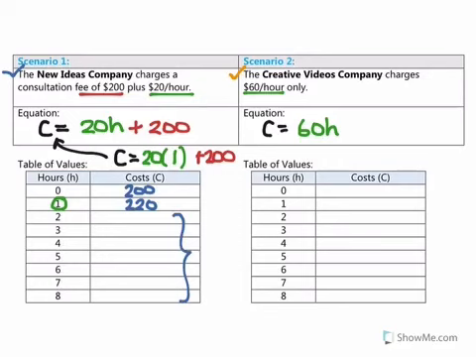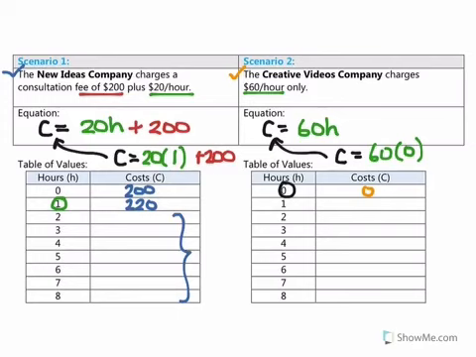I'm going to move on to the second one, the orange company, so the Creative Videos Company. We're going to calculate for 0 hours using the formula. So the cost is going to equal $60 times 0 hours. Okay, so 60 times 0 is going to be 0. And that makes sense. If you're charged $60 per hour, but you didn't use them for any hours, then you don't have to pay anything.